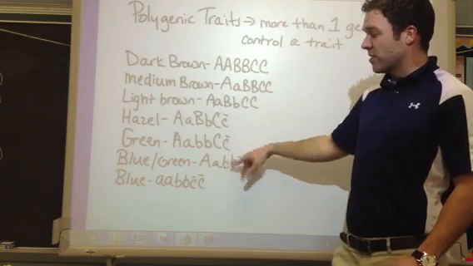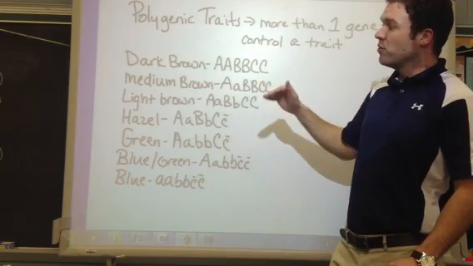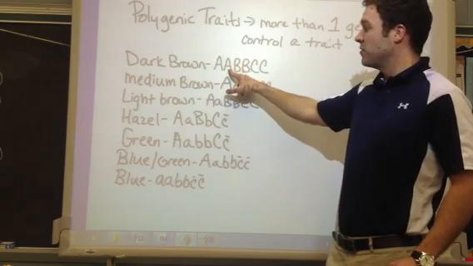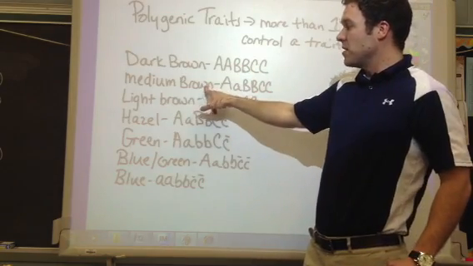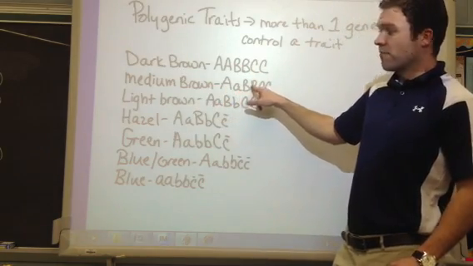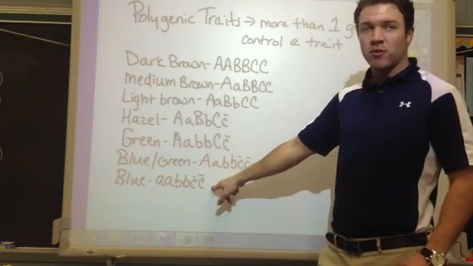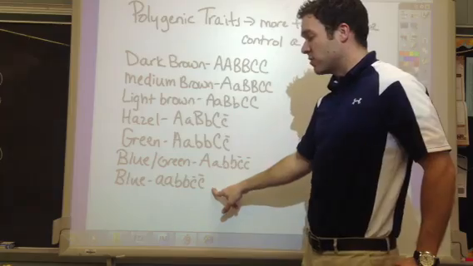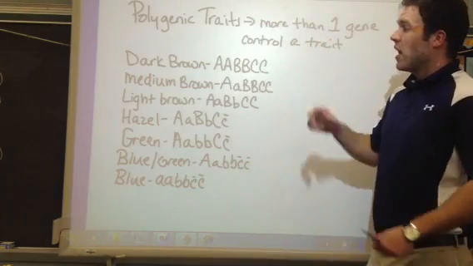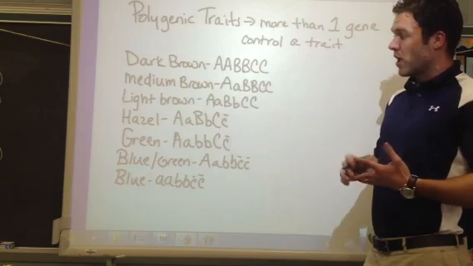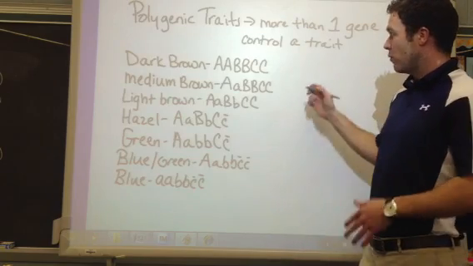There are many other genotypes that aren't represented here, but what you look for is the trend. And the trend for dark brown is that you see 6 dominant alleles. Then you go down to medium brown and you identify that there are 5. So it starts going down by 1 each time until you get all the way down to blue, which is the homozygous recessive state.